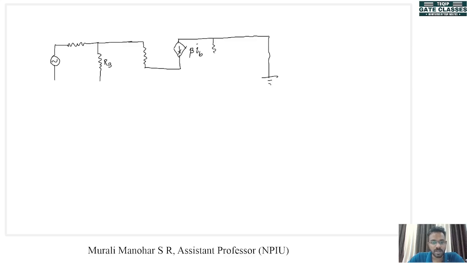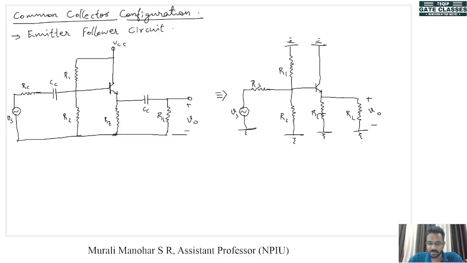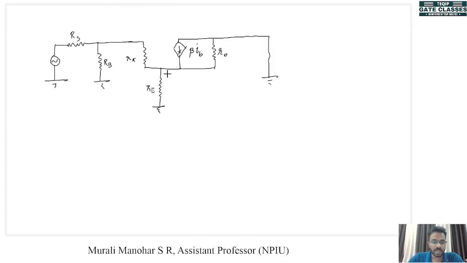Here we have the resistance r out, small r. At the emitter we have RE, end of RE is grounded, this is also grounded. This is RE, this is R pi, and what is left is this RL, and RL is connected here. And across RL we have V out. So this is our equivalent circuit. Now we can start the analysis.